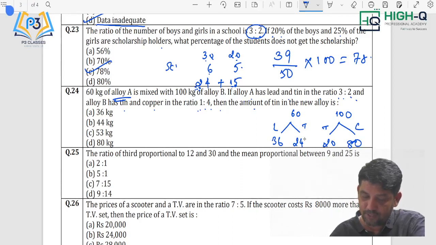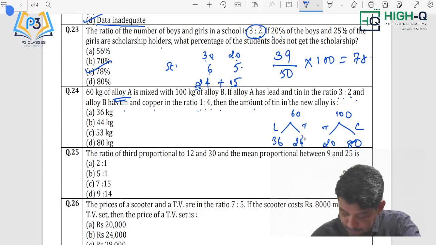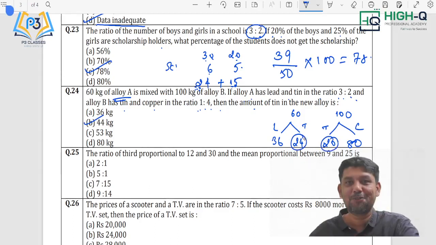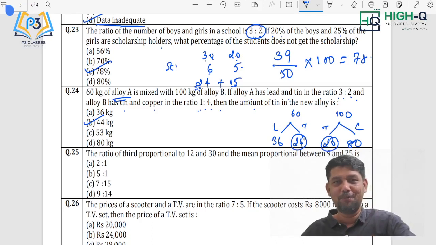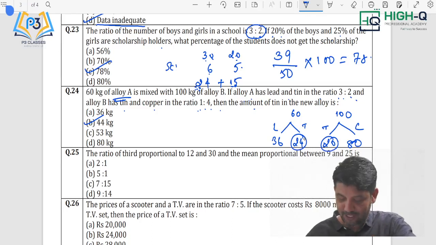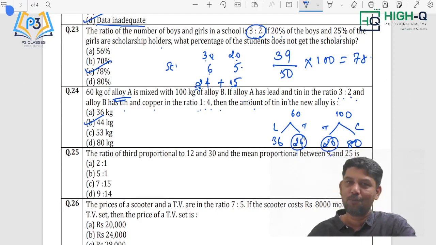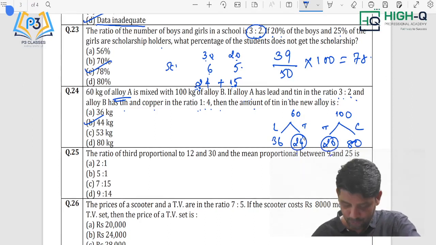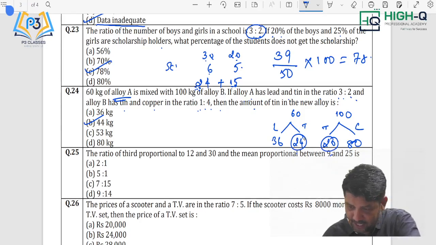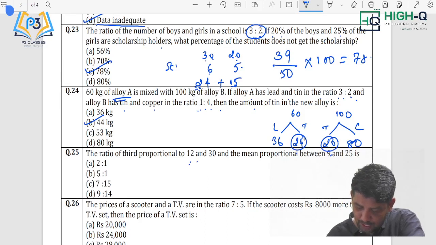Then the amount of tin in the new alloy, we need to find out. Very simple, my dear. 20 plus 24 is what? 44. Answer is over, because we are going to mix both the alloys. In the first alloy you have got 24 kg of tin, second alloy you got 20 kg of tin, both has to be mixed. So total tin is what? 44 kg.